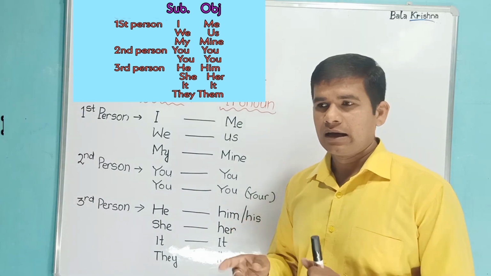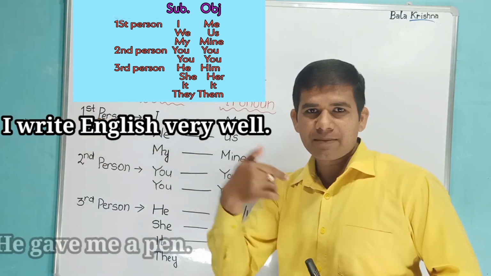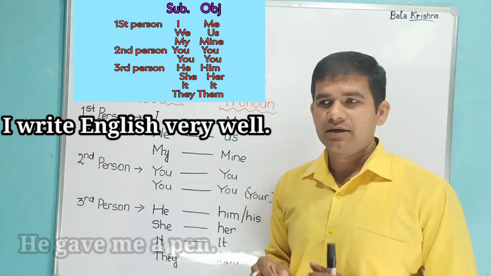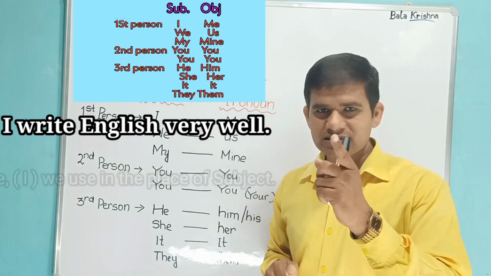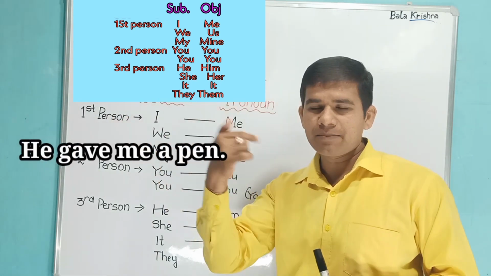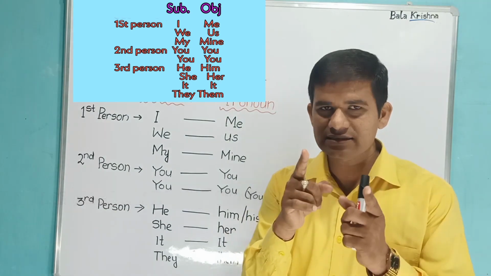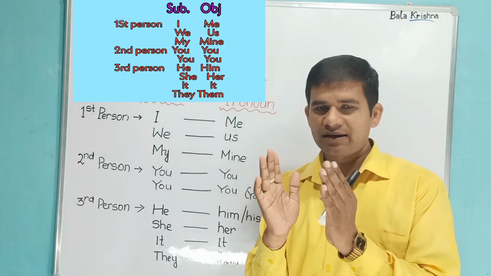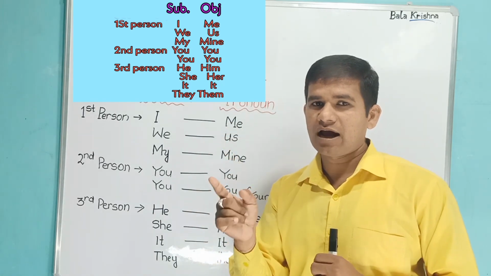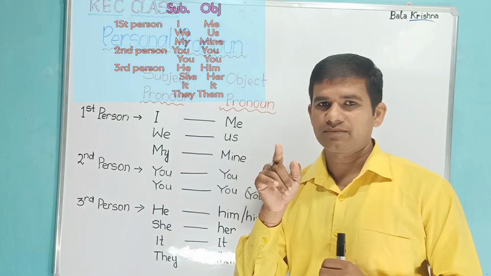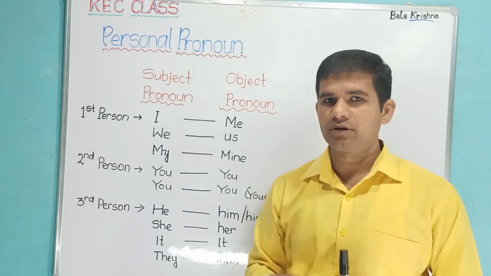For example, I write English very well. On the other hand, he gave me a pen. Here, I is the word we are using in the place of the subject. In the second sentence, me is the word we used in the place of the object. It is a rule of grammar that we should write I in the place of the subject and me in the place of an object. This is what you have to remember.